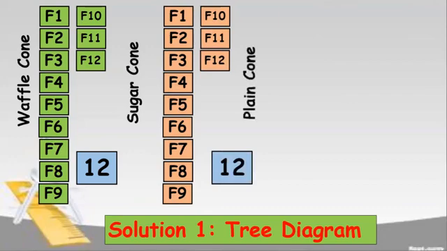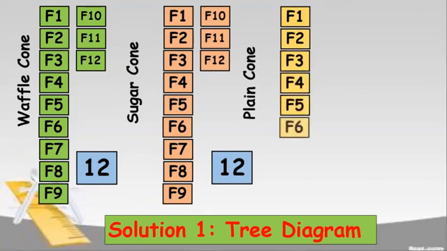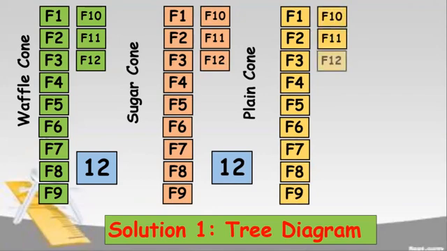And lastly, kapag plain cone naman po yung pinili natin, ganun pa rin po, hindi pa rin naman po nagbabago yung ating choices ng flavors. We still have 12 flavors to choose from. Ayan. So again po, from waffle cone, we have 12 possible choices. For sugar cone, 12 pa din po, ganun pa rin po. And then sa plain cone po ay ganun pa rin po. So pinagkaiba-iba lamang nila, of course, ay yung cone.